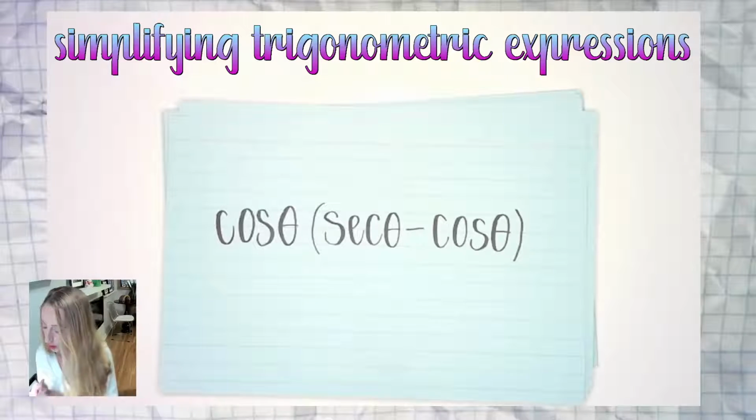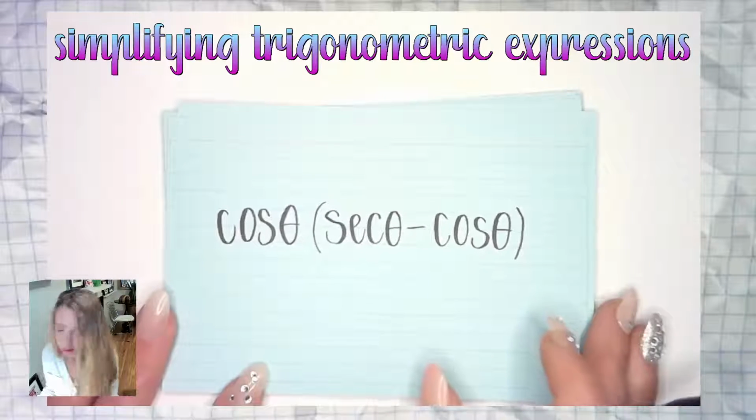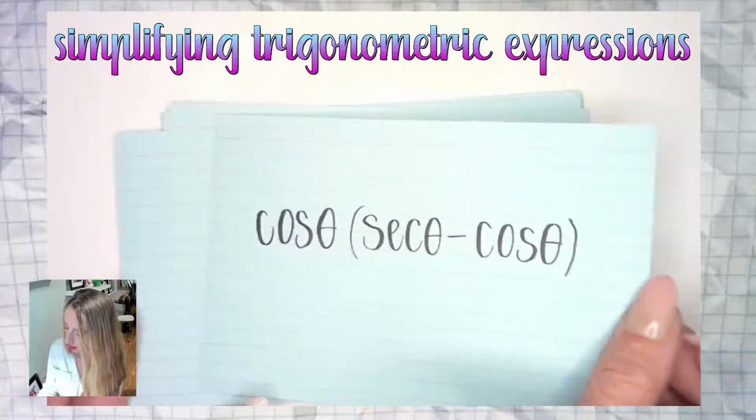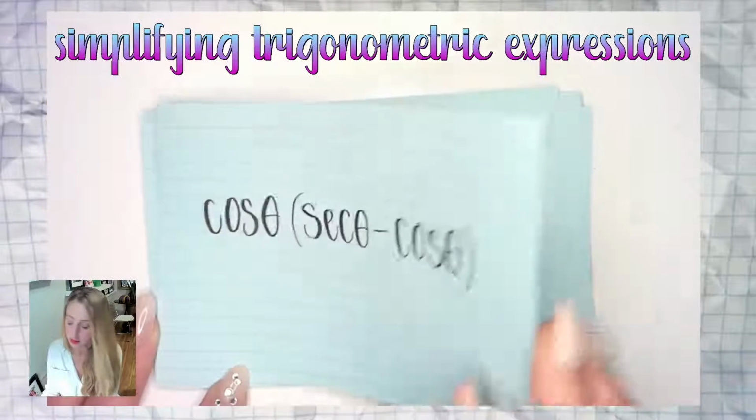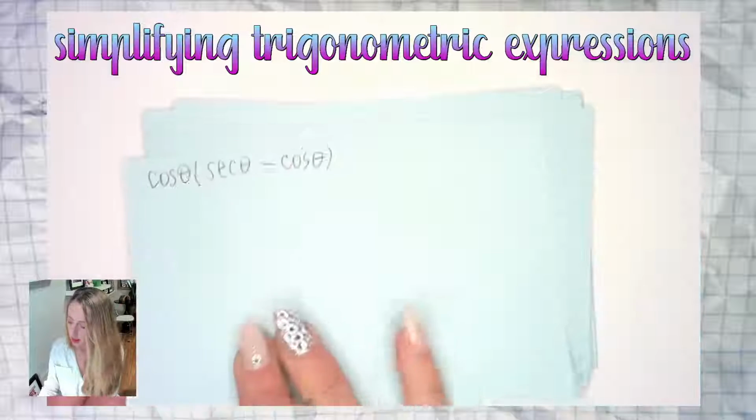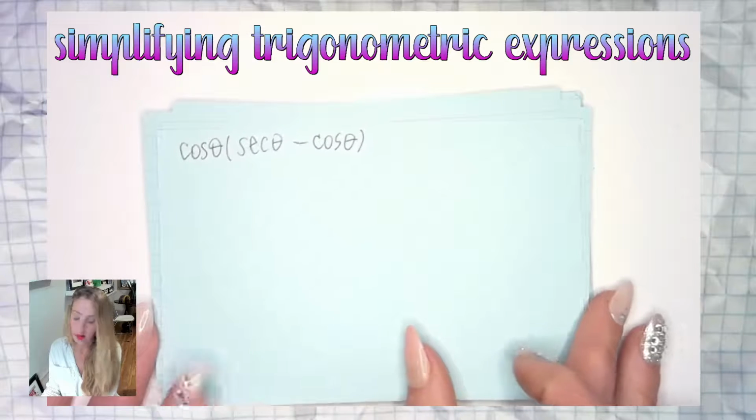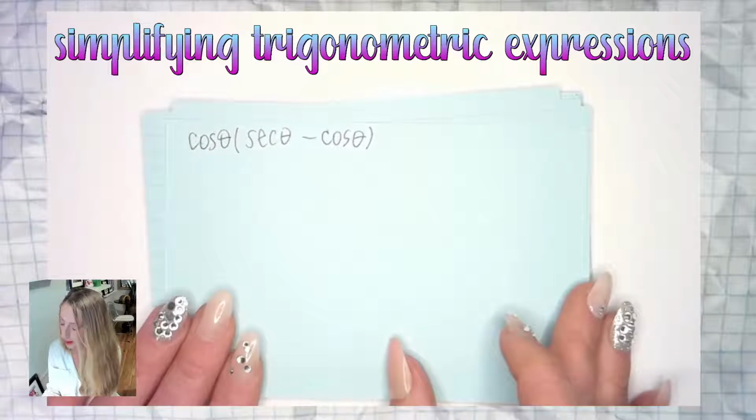Okay. So here we are going to simplify this. I have my flashcard set up. I use these 3x5 big index cards. I wrote out my expression that I want to simplify on one side nice and big, and then a little bit smaller on the other side so we can work it out, right?